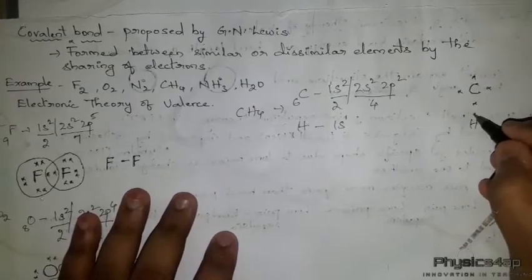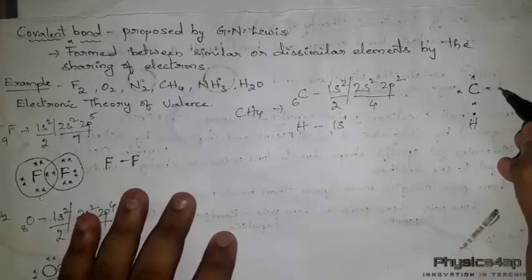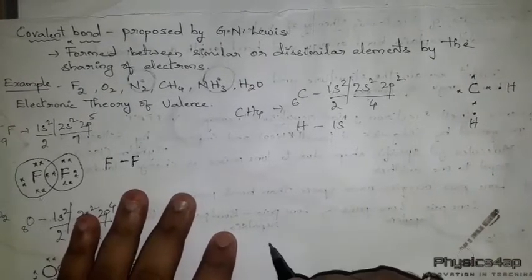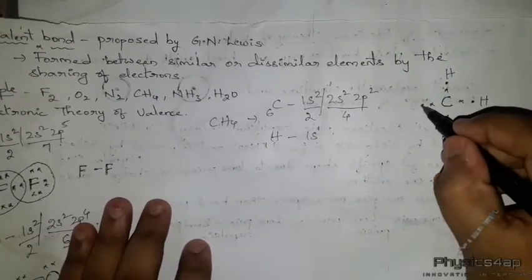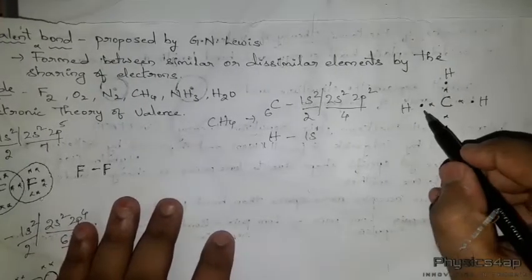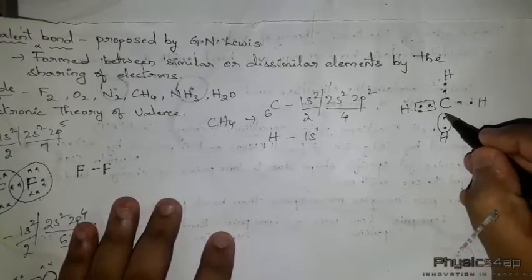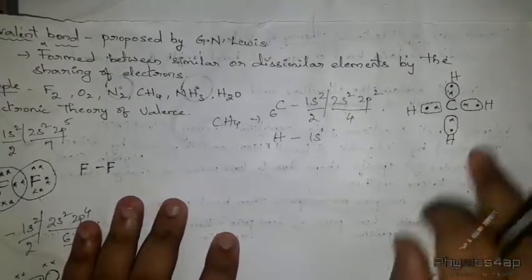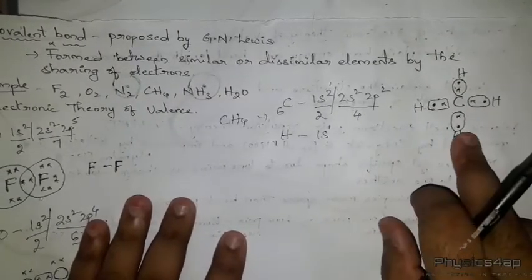Now this is one hydrogen, this is another hydrogen, and another hydrogen. 4 hydrogens are placed around the carbon. Now here we have one bond pair, here one bond pair, here one bond pair, and here another bond pair. So this is how CH4, methane, occurs.